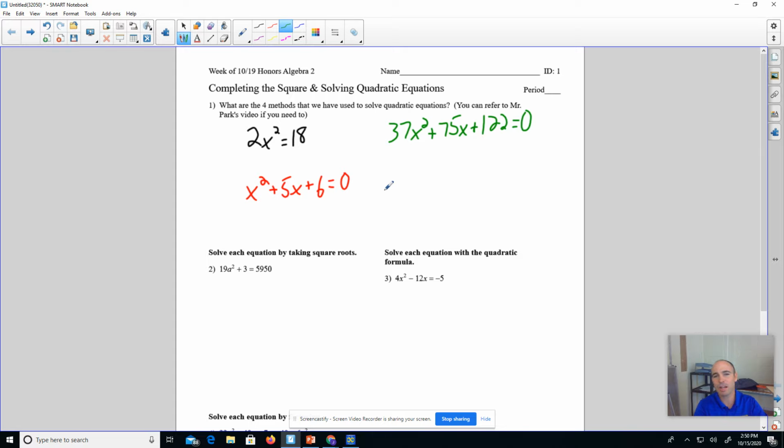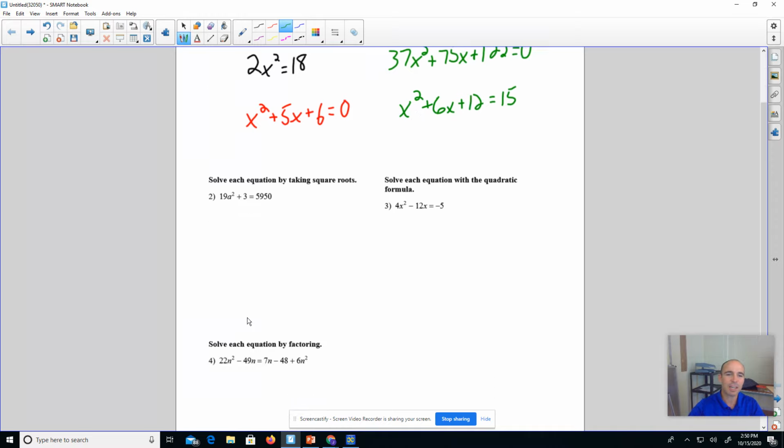And then the other one, probably, let's see, what would be a good one? I guess I'm loading the deck here. All right, something like this. How would you solve something like this? Now, I know there's multiple ways you could probably solve something like that, but anyway, just the four different methods that we've learned in this unit. What are they? And just write them down.